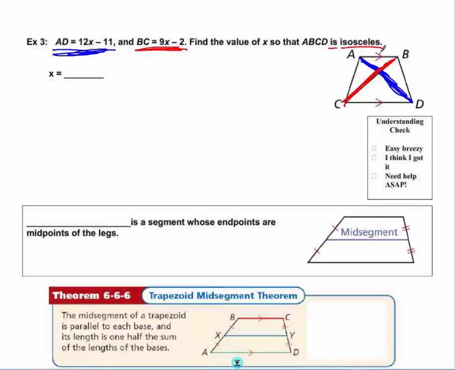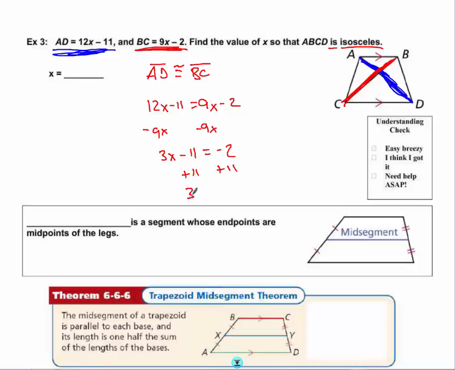Well, if it is isosceles, that means that AD is congruent to BC because the diagonals have to be congruent. So we do 12x minus 11 equals 9x minus 2. And just like I told you the first day of school, every problem we do in here, we're either going to set two things equal to each other or we're going to add them up to 180. So you get 3x equals 9, divide both sides by 3, x equals 3. Okay, nothing to it.